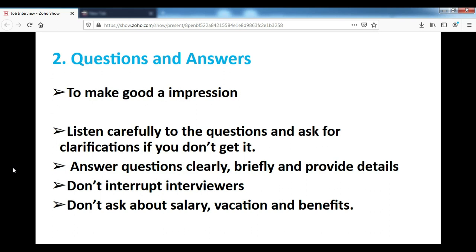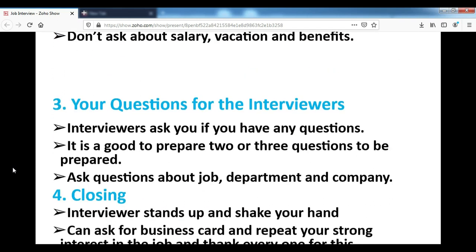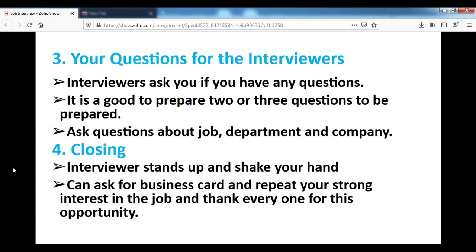Okay, in the third stage, your questions for the interviewers. Once the second stage is over, the interviewer will ask you if you have any questions. So it is good that you prepare at least 2 to 3 questions about the job, about the department or the company, and you can ask them in this stage.